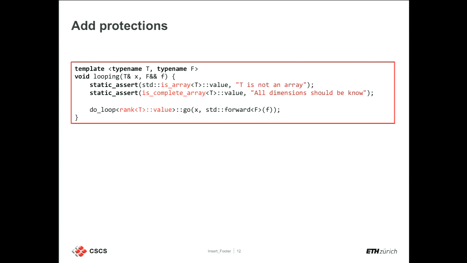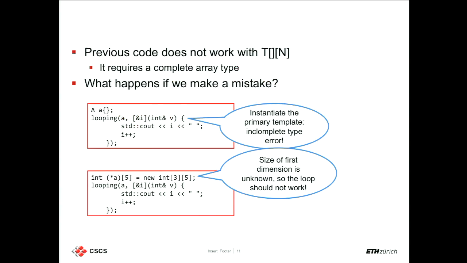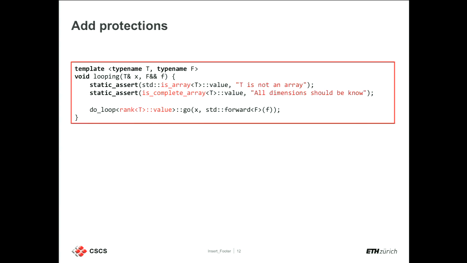So to add the protection, we can use static assert in this case. The STL provides an is_array meta function that is true if the data type you're passing is an array, otherwise it is not. And so you can say, well, if this is not an array, you just barf and say it's not an array. So in the first case, in the case of passing A, this will give you an error saying, listen, the type you're passing to the looping is not an array.